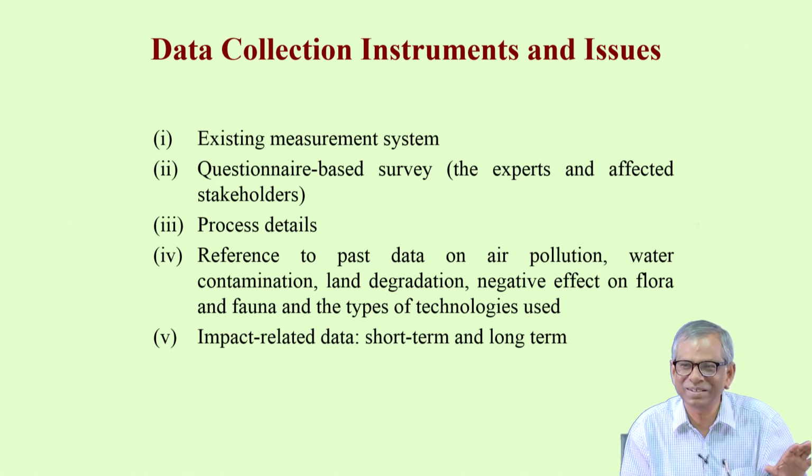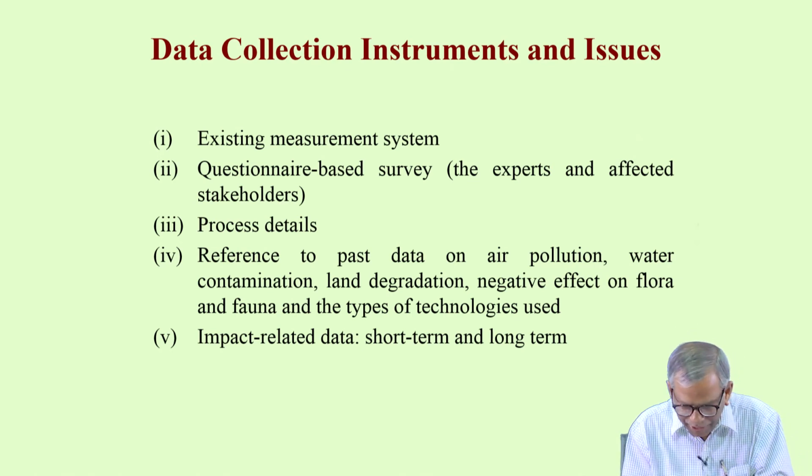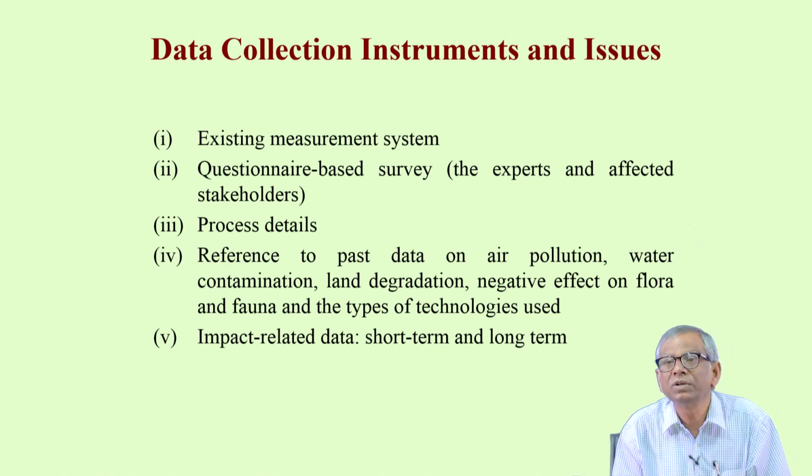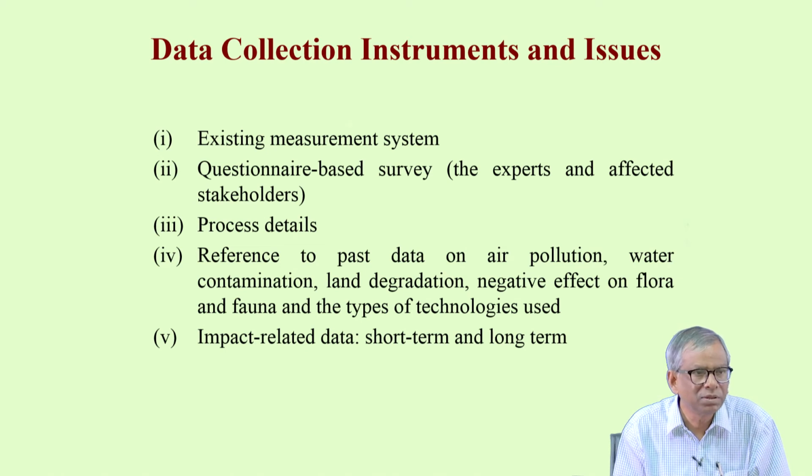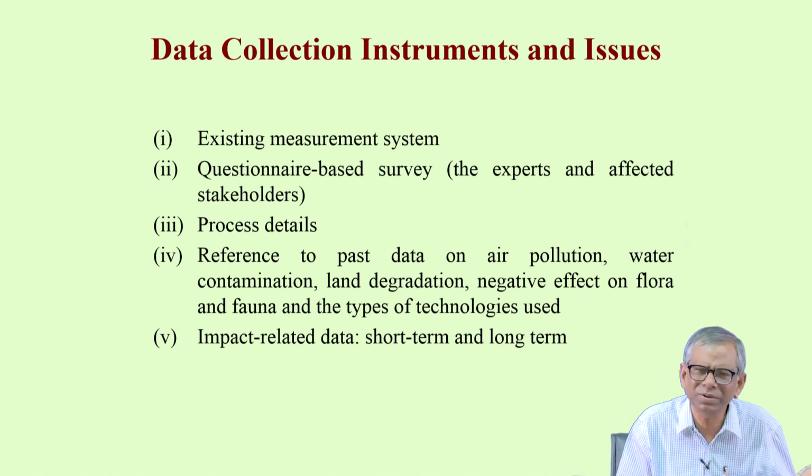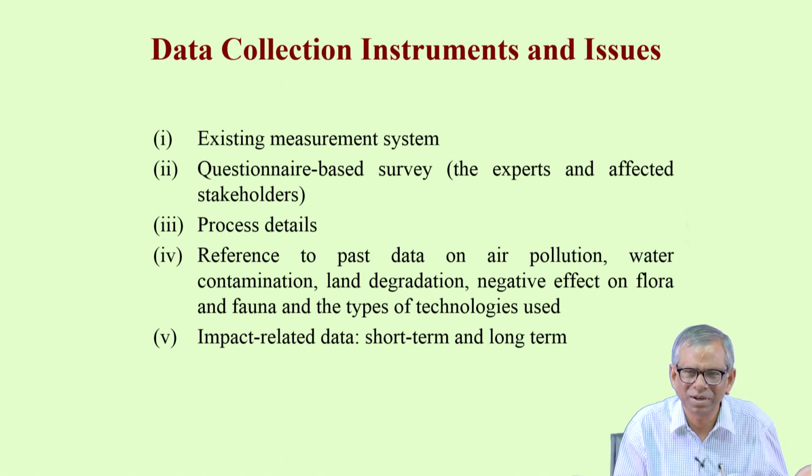Getting my point? So you have to get all this data. Land degradation, negative effect on flora and fauna. What is flora and fauna? Plant and animal. So the effect on the plant, effect on the animal. There are many such cases in the case studies. So as you can understand, how complicated the problem is. Getting my point? You cannot avoid this.